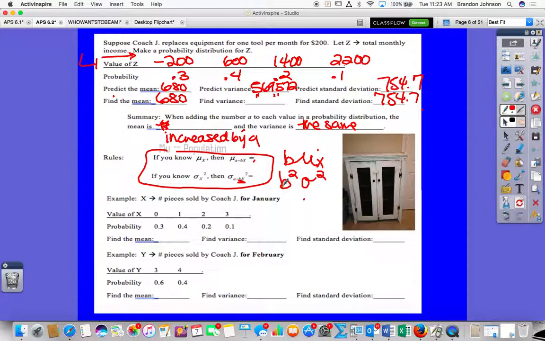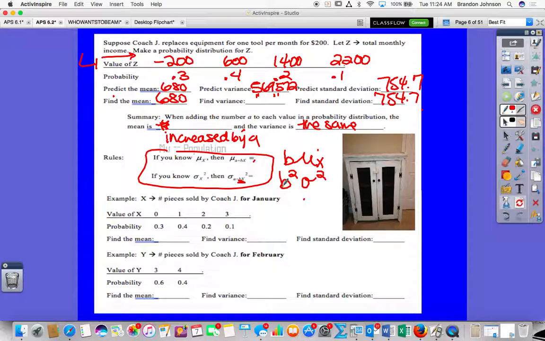Cool. All right, let's go to this one. This is where the rubber meets the road. This is different. We're going to go as far as we can, and if we don't finish, that's okay, we'll hit it up on Wednesday. All right, let's do this. Let's say the probability that Coach J sold the number of pieces in January is as follows. And this is the number of pieces sold by Coach J in February.